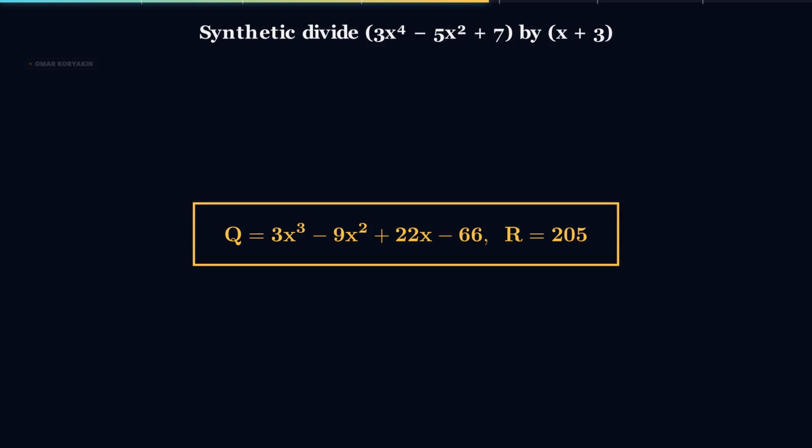The big lesson from this example is that the synthetic division algorithm scales mechanically to any degree, including dividends with missing exponent terms via zero placeholders. The pattern of multiply and add stays identical regardless of the polynomial size.